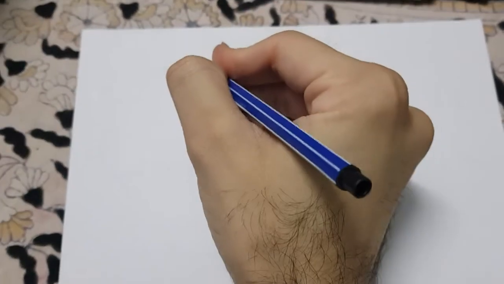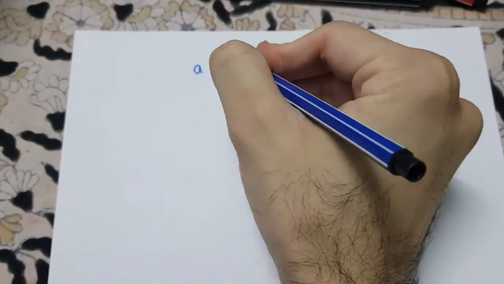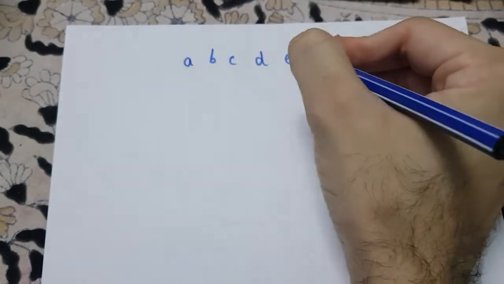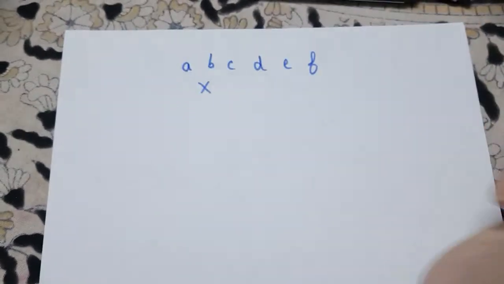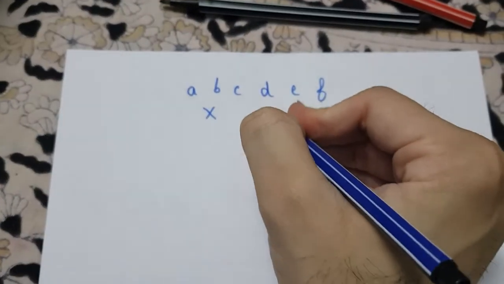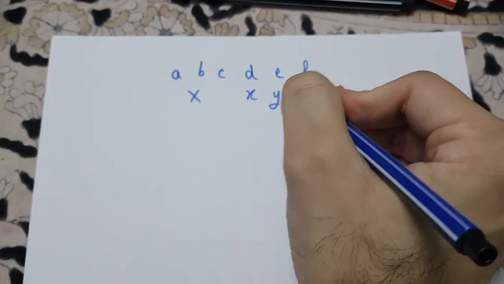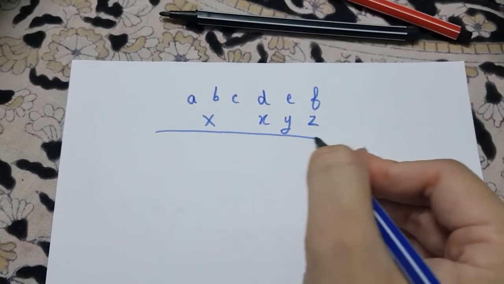Now let us do another type of calculation, the fast calculator, in which you will learn the multiplication concept when you have to multiply any number by a three-digit number. For that we have a formula. For example, let us suppose A, B, C, D, E, F, and we are multiplying it by X, Y, Z. So here we have a formula actually.